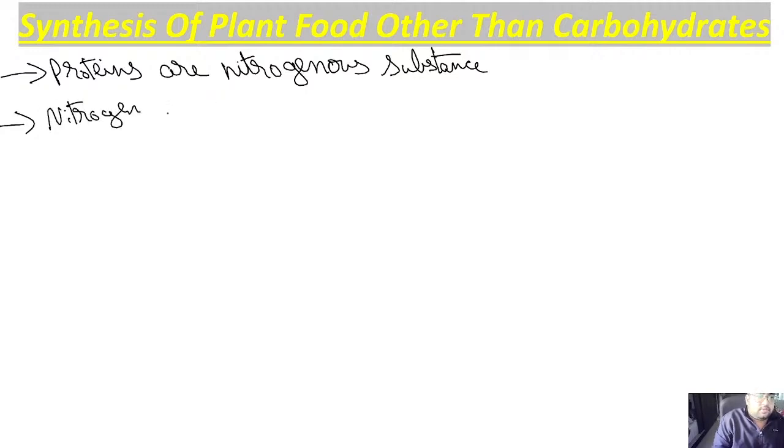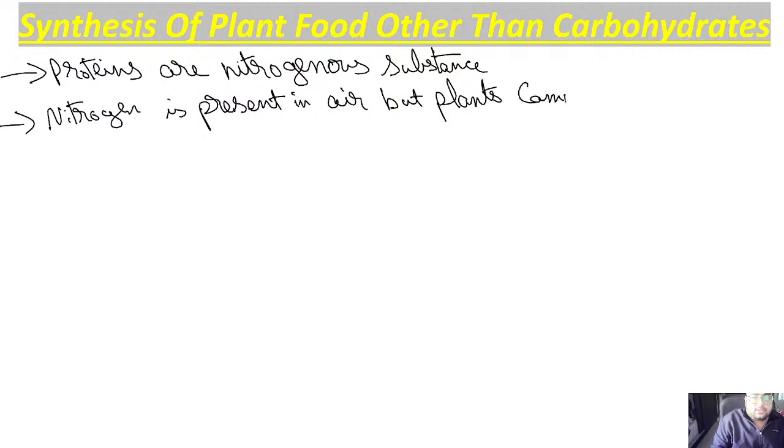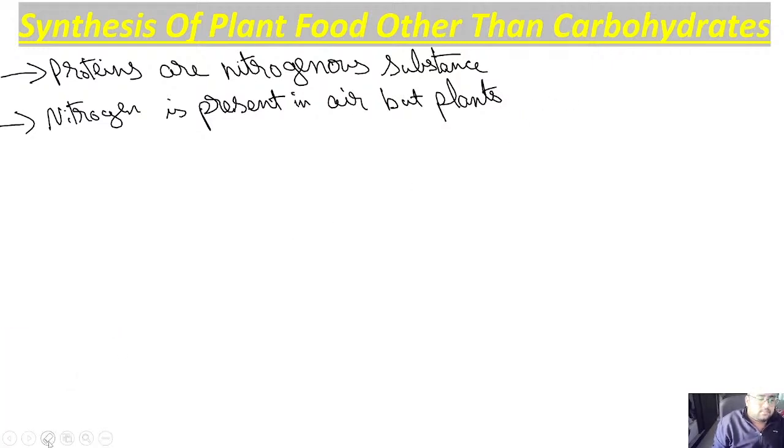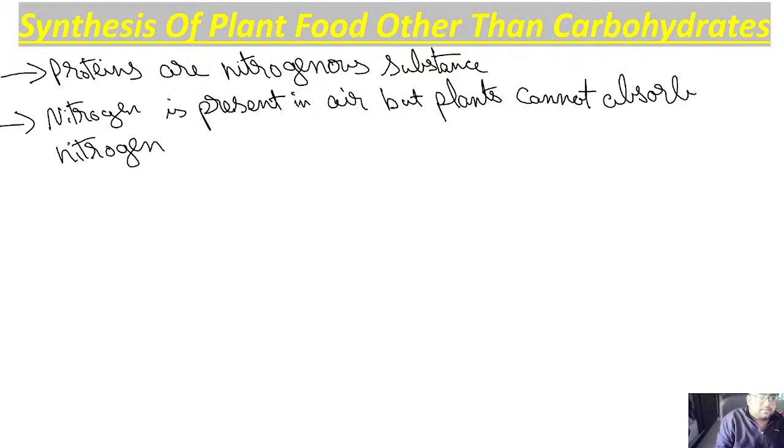Nitrogen is present in air, but plants cannot absorb nitrogen. So how is this nitrogen content taken by the plant? This is what we are going to discuss.